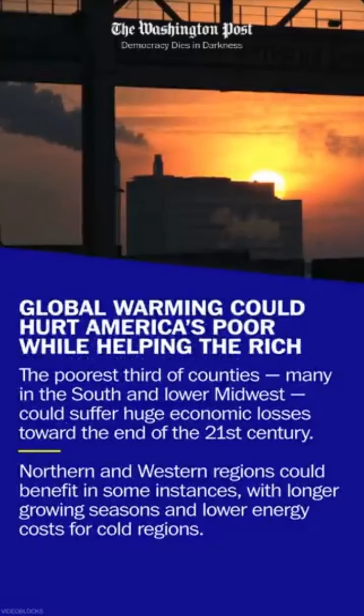Global warming could hurt America's poor while helping the rich. The poorest third of counties, many in the South and lower Midwest, could suffer huge economic losses toward the end of the 21st century. Northern and western regions could benefit in some instances, with longer growing seasons and lower energy costs for cold regions.